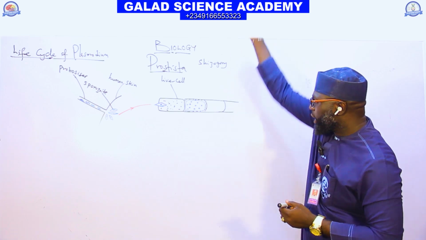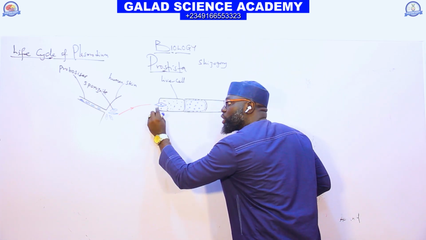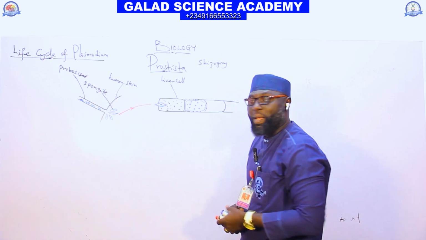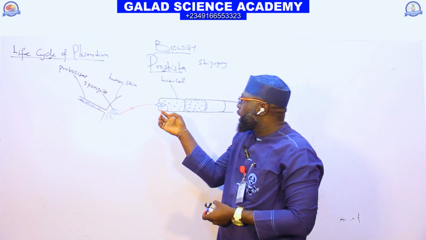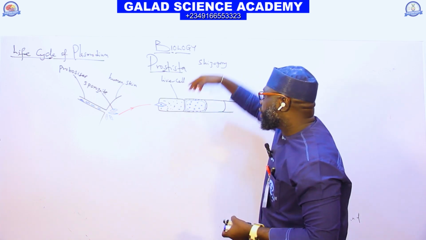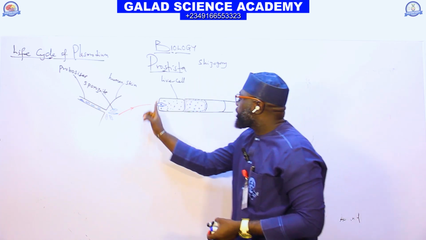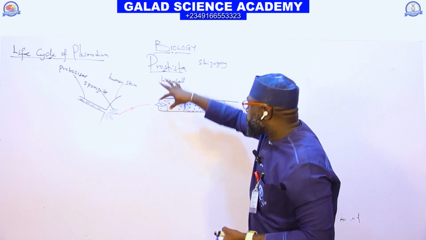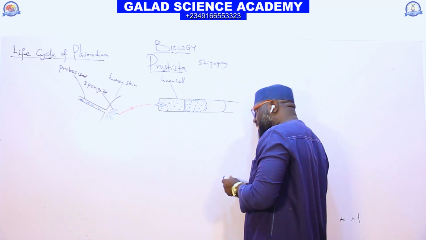The sporozoite will immediately enter the blood of the human body. It will move into the liver to initiate the pre-erythrocytic stage. When it gets to the liver, the sporozoite will be enlarged and its nucleus will be divided.